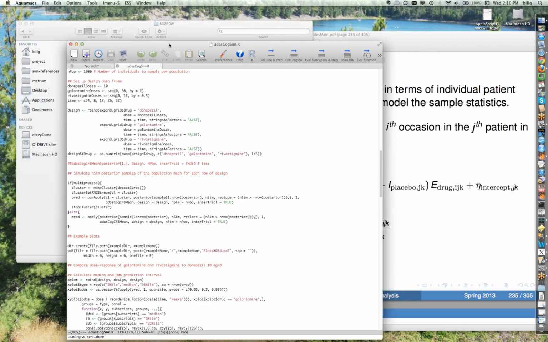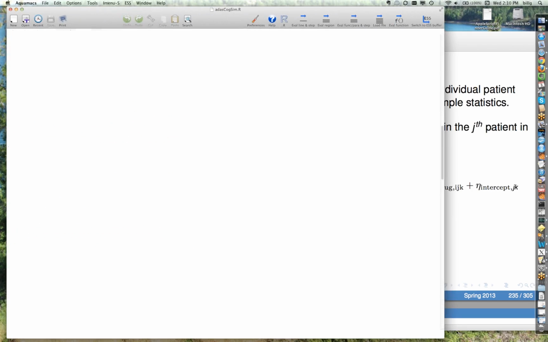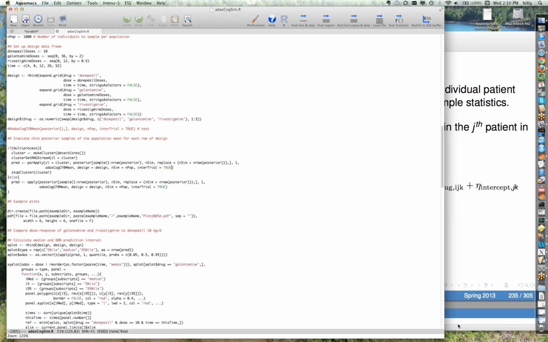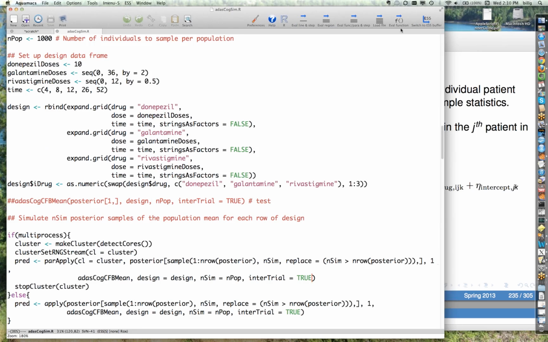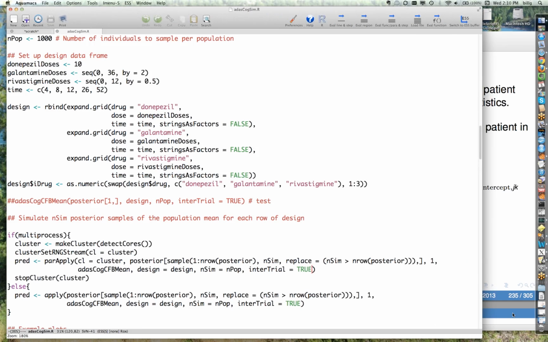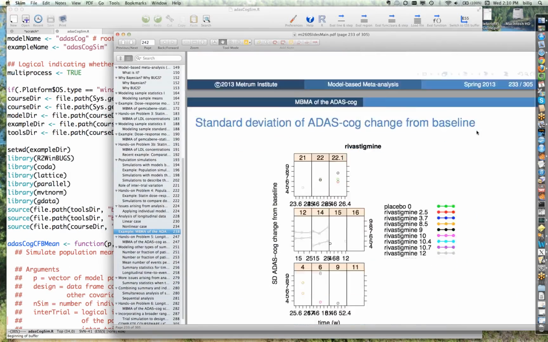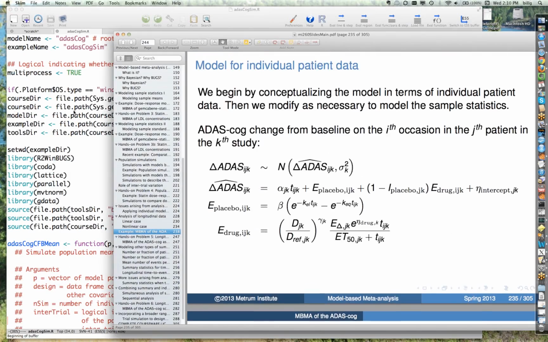Okay, open that up, make it a bit bigger. Okay, so let's see what we got. Let's scroll. Oops, scroll all the way to the top here. Excuse me. There we go.